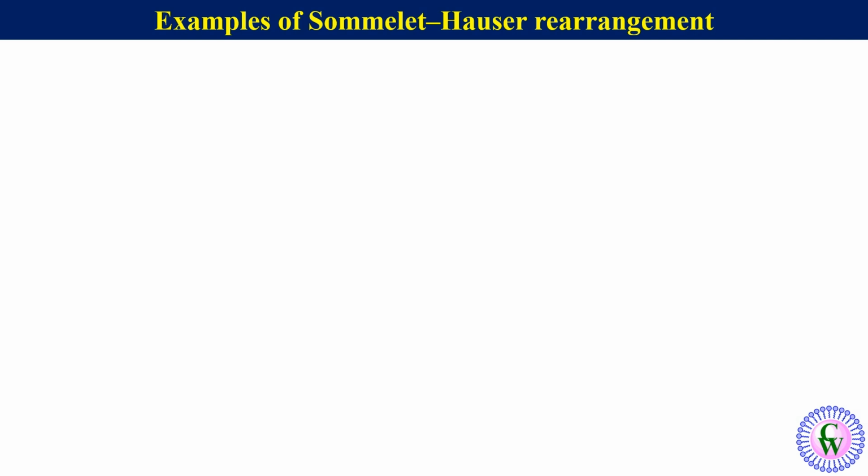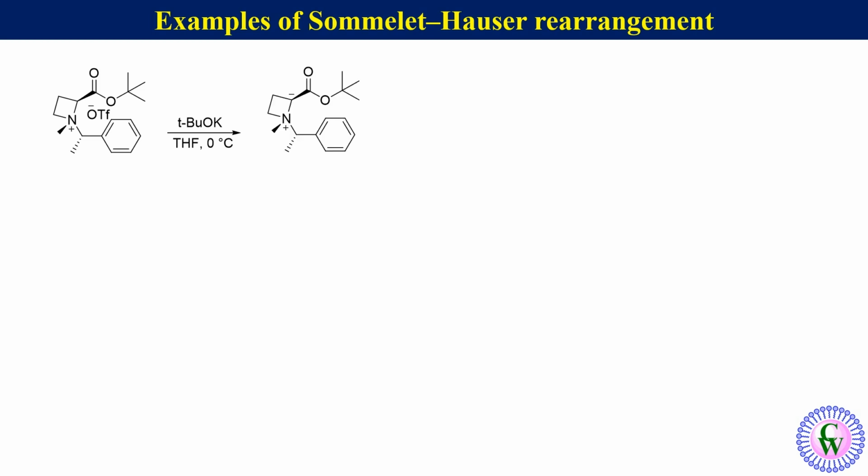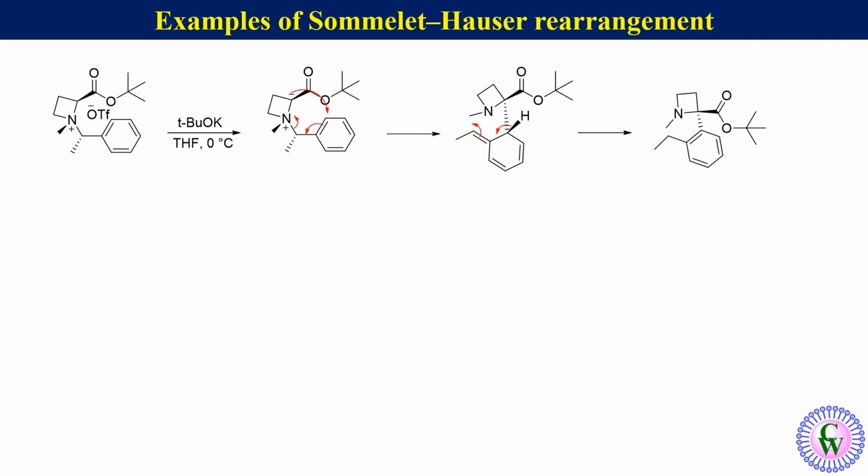Let's have the last example of this lecture. Here, potassium tert-butoxide abstracts the most acidic proton, which is alpha to ester, to produce this ylide, which undergoes 2,3 sigmatropic shift to produce the non-aromatic intermediate. Aromatization of this intermediate like this will give this product.